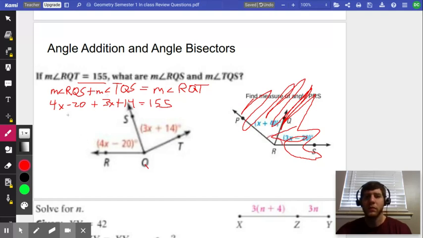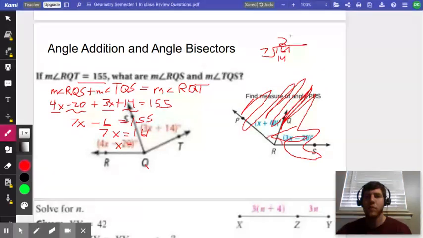Okay, so we combine like terms. That's going to be 7x. We have minus 20 and positive 14. That's going to be minus 6. And then the whole thing is 155. Okay, we add 6 to both sides. That's going to give us 7x, right, equals 161. Okay, which is going to give us x. Let's see. 7, 161, 14, looks like 23. It's going to be 23.